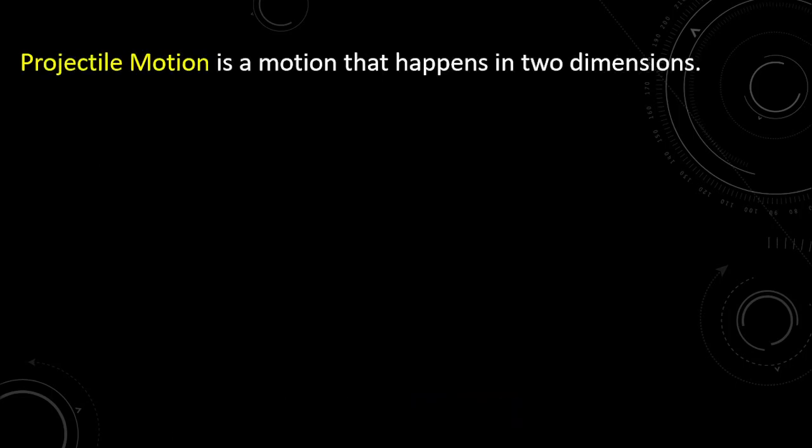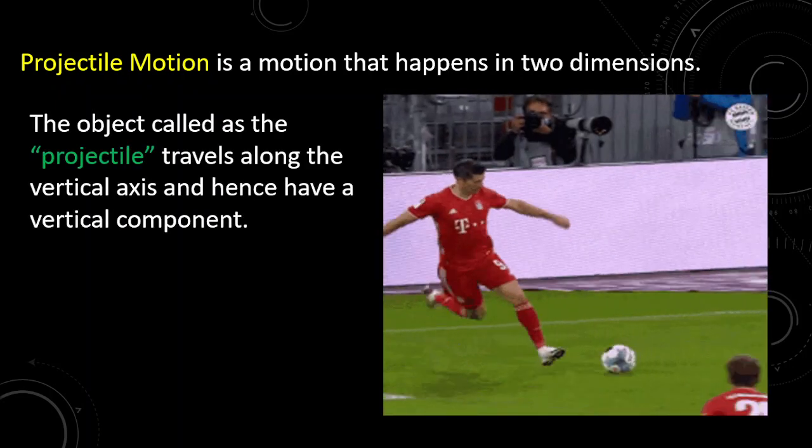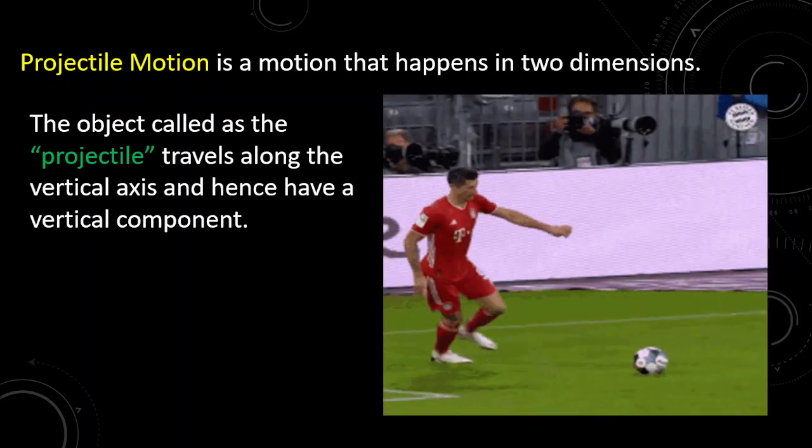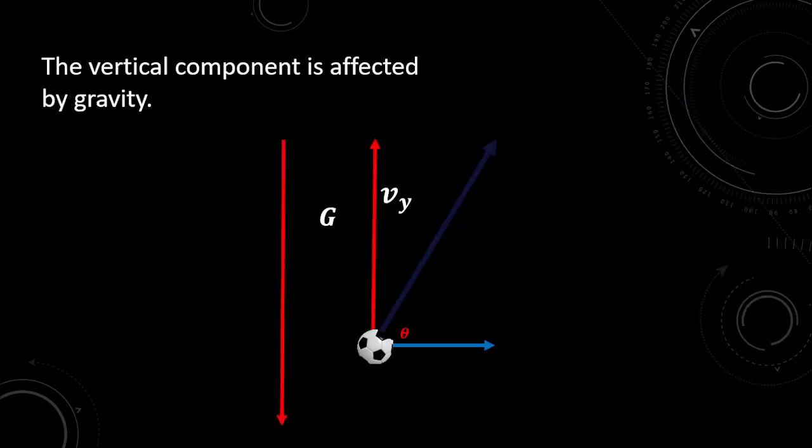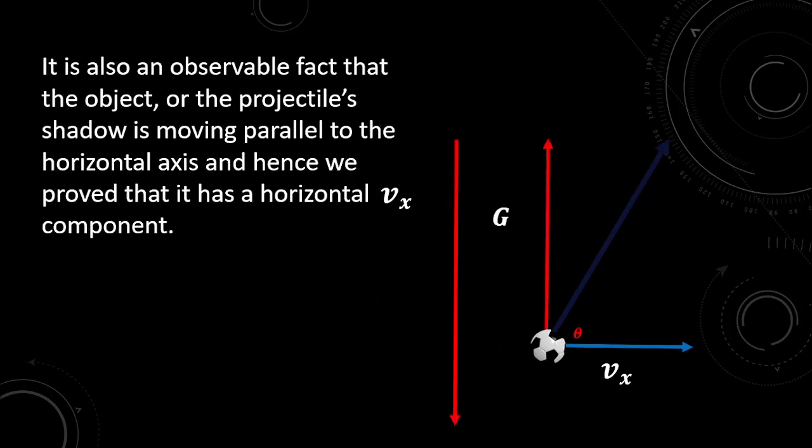Projectile motion is a motion that happens in two dimensions. The object, called the projectile, travels along the vertical axis and hence has a vertical component. The vertical component is affected by gravity. It is also an observable fact that the object, or the projectile's shadow, is moving parallel to the horizontal axis, and hence we proved that it has a horizontal component.